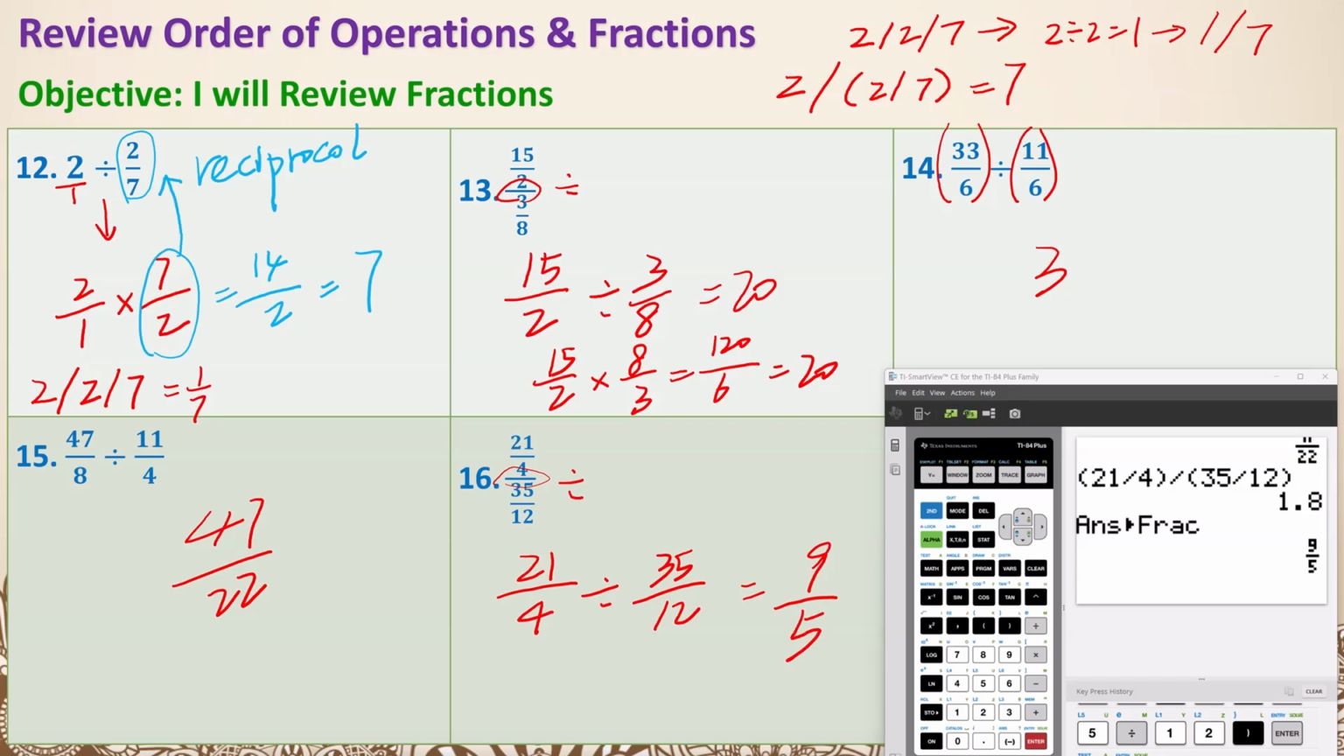One more thing, we will never actually get a mixed number as an answer anymore. We will always just keep the improper fractions. There we go. So that's all the review for order of operations and fraction operations.